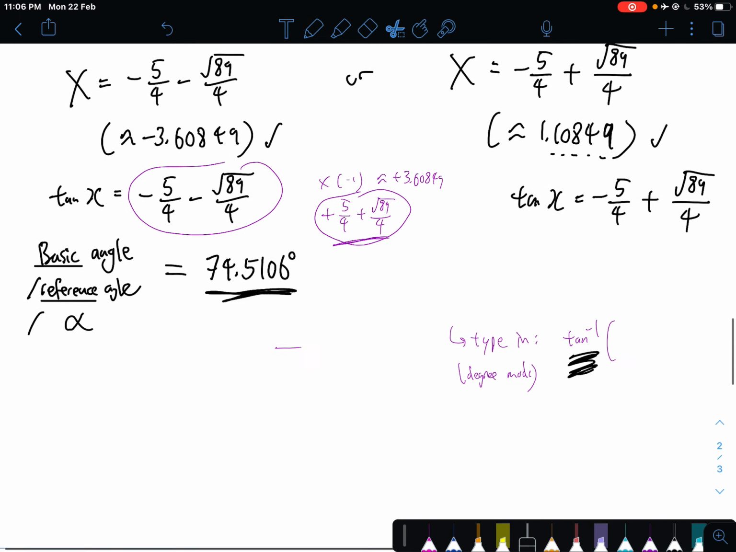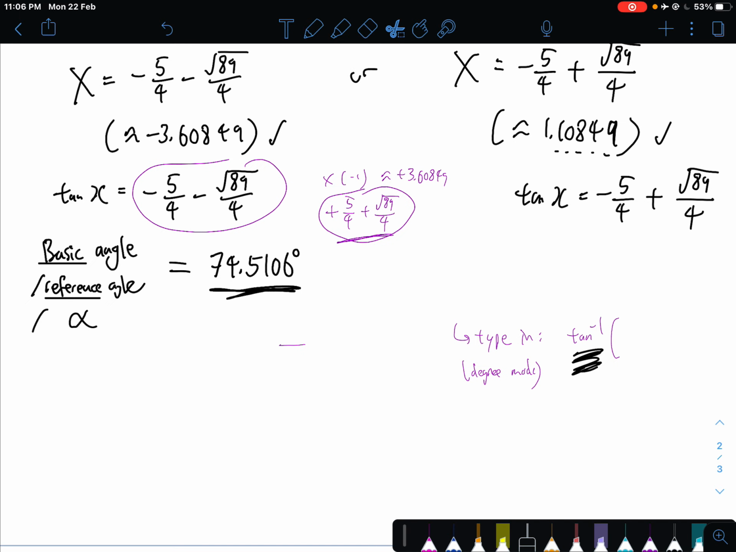I'll deal with the second case of the tangent later. But now that we have found the basic angle for the first case, which is 74.5106, we have to consider the possible angles that x is in. Now in this case, you have tangent of x being negative 3.60, which is a negative number.